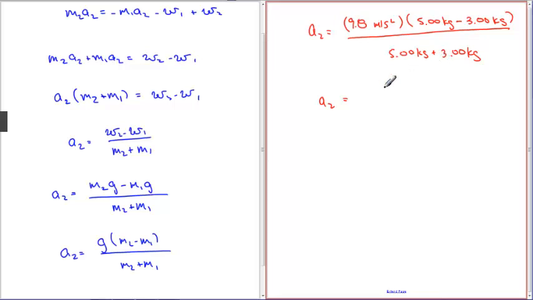Got my calculator out of my bag. So there goes my book on the floor, my calculus book.